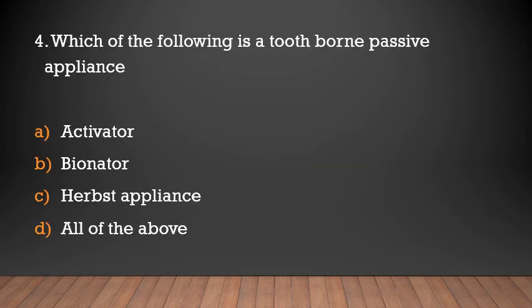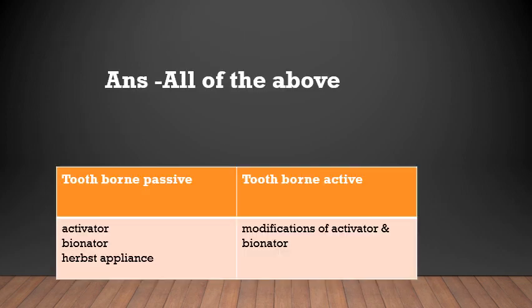Which of the following is a tooth-borne passive appliance? Activator, bionator, Herbst appliance, all of the above. All of the above. Tooth-borne passive appliances are activator, bionator, Herbst appliance. Tooth-borne active appliances include modifications of activator and bionator.